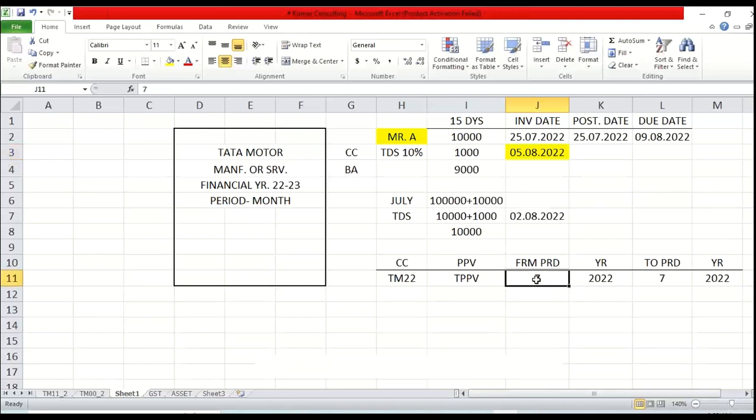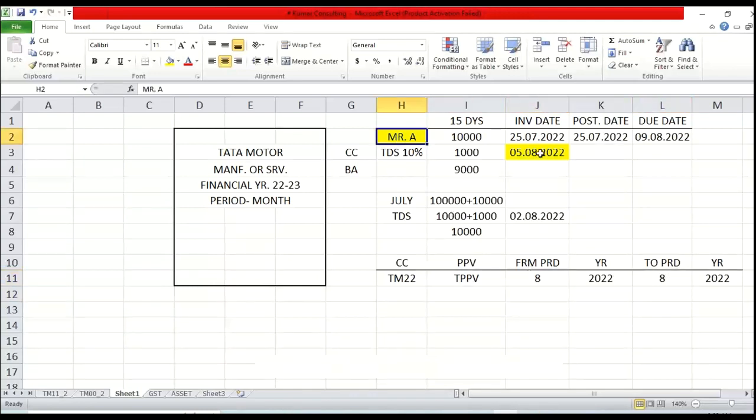So 5th of August means August period was open. So from August to August only, right? If I say from 7 and to 8, it means July month is also open and August month is also open. So user can post the transactions belonging to July also, and user can post the transactions belonging to August also. But I have opened 8 to 8, means only 8 period is open. August period is open, right? So now here what is happening, guys? August period is open.